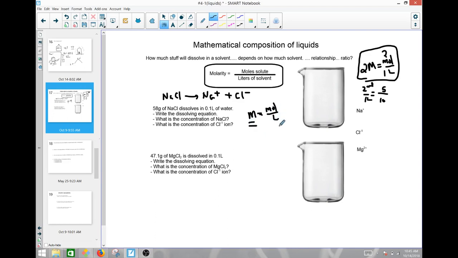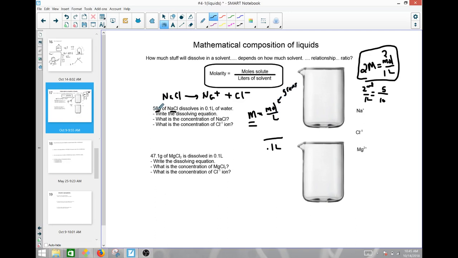Okay, so I'm looking for this. I've got to find these two things. So the volume is 0.1 liters. Okay, and now I've got to find my moles. Well, I don't have the moles. It's not provided for me, but I do have the mass, and I have the formula, which allows me to flip from grams to moles. So let's do that first here.